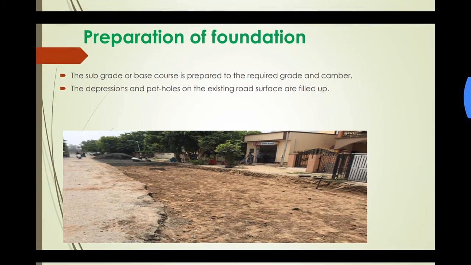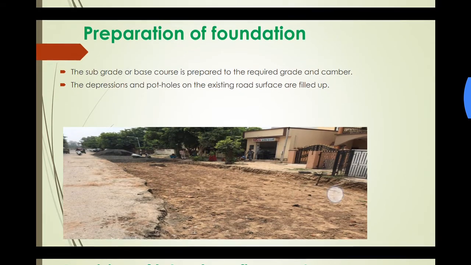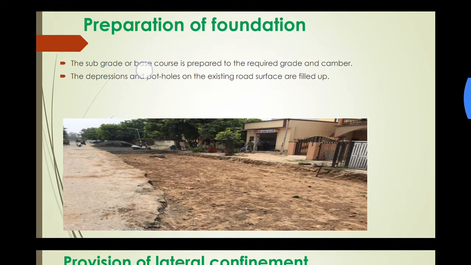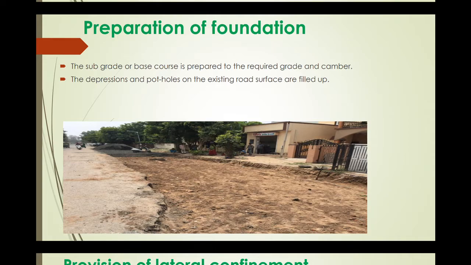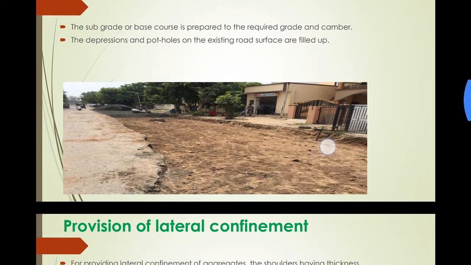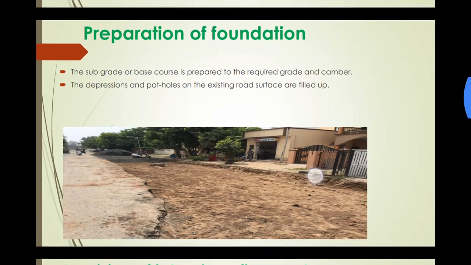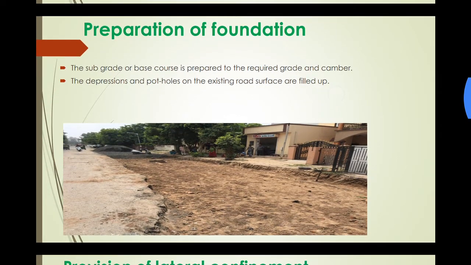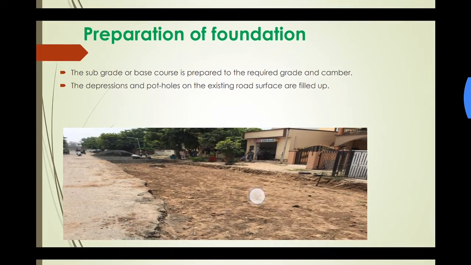Initially, preparation of the foundation. Foundation is nothing but the earth, or the subgrade. We need to compact the existing earth and form a subgrade. The subgrade or base course is prepared to the required grade and camber. So from the subgrade itself we need to provide the required camber for the road. Camber is the transverse slope. The depressions and potholes on the existing road surface are filled up. If there are any depressions or potholes on this surface, then we need to fill them up.